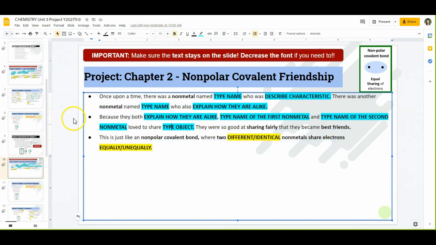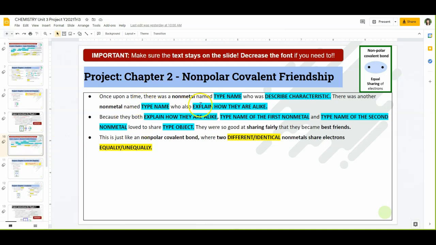Let's take a look at the framework here that you're going to fill in. Once upon a time, there was a nonmetal named, and then type their name. You should give them a unique first name, and their last name should be the actual element. Who was, and then describe their characteristic or their trait. Again, it's the pretend one, for a children's story. You don't need to give me a real trait of the element, just pretend, like they both love chocolate, just like I did in my example.